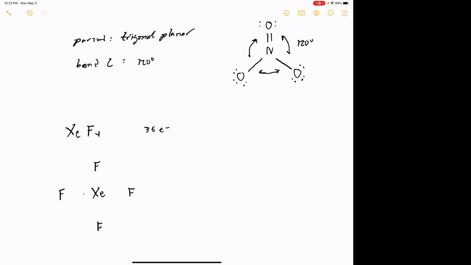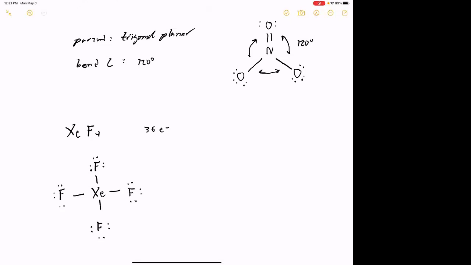Make some bonds. 1, 2, 3, 4, 5, 6, 7, 8 outer atoms. 9, 10, and on up to 32. Okay, so I'm at 32 out of 36. Where do the other ones go? What's our rule? Where do we have to put the other 4 electrons?